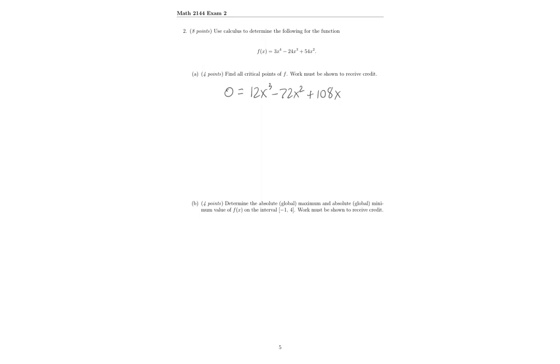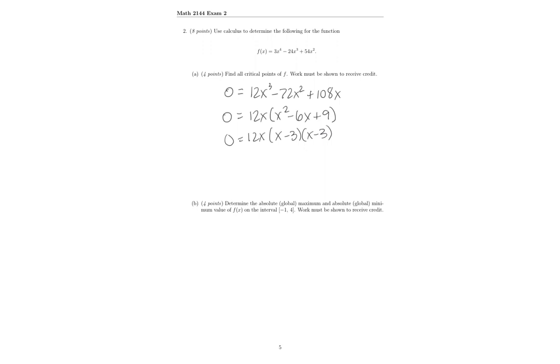So to solve this, I'm just going to go ahead and factor out some things. So I think I can factor out a 12x, and I'm left with x squared minus 6x plus 9. And so then I can factor that further. x squared minus 6x plus 9 factors to x minus 3 times x minus 3. So it's x minus 3 squared.